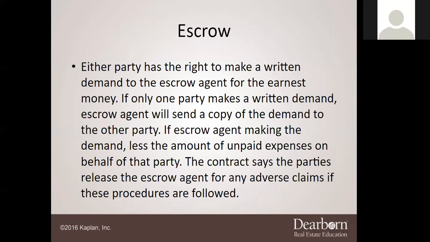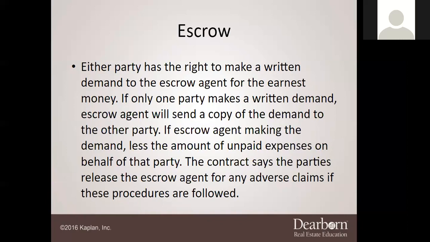Now, either party has the right to make a written demand to the escrow agent for the earnest money. If only one party makes a written demand, the escrow agent will send a copy of that demand to the other party. The escrow agent pays the earnest money to the party making the demand, less the amount of unpaid expenses on behalf of the party. The contract says that the parties will release the escrow agent from any adverse claims if these procedures are followed. So as long as the escrow agent is following what they're supposed to, you cannot sue the escrow agent.